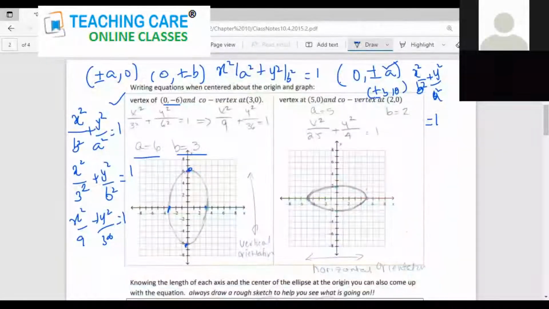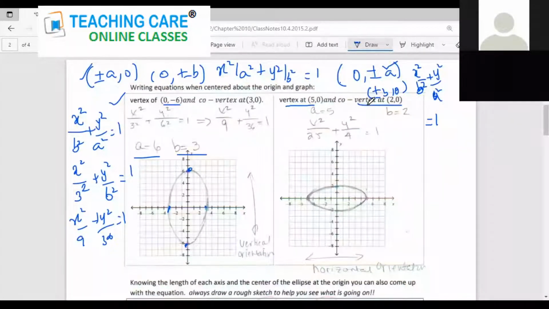Next, coming to the vertex at 5 comma 0 and co-vertex at 2 comma 0. In this case, what will happen? It is like the first one you can see here, plus or minus a comma 0, and 0 comma plus or minus b, but here it is not 0.